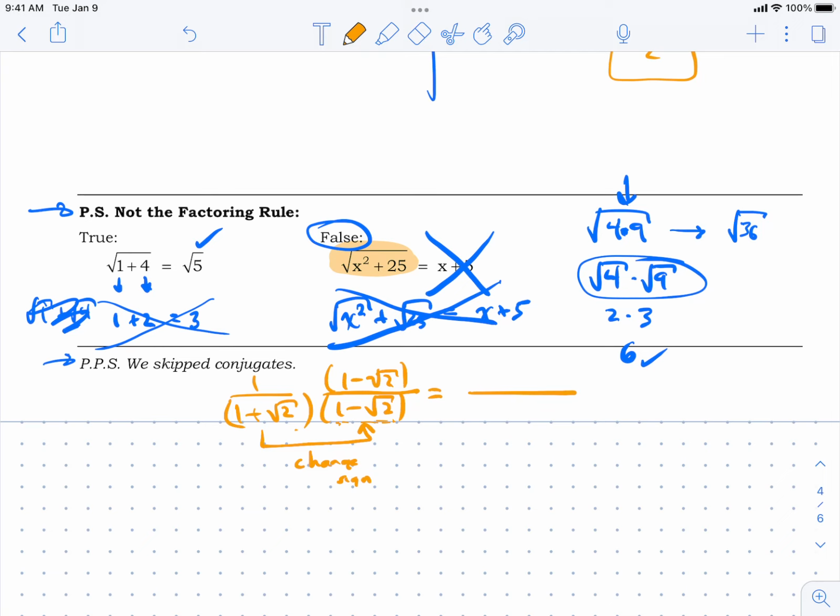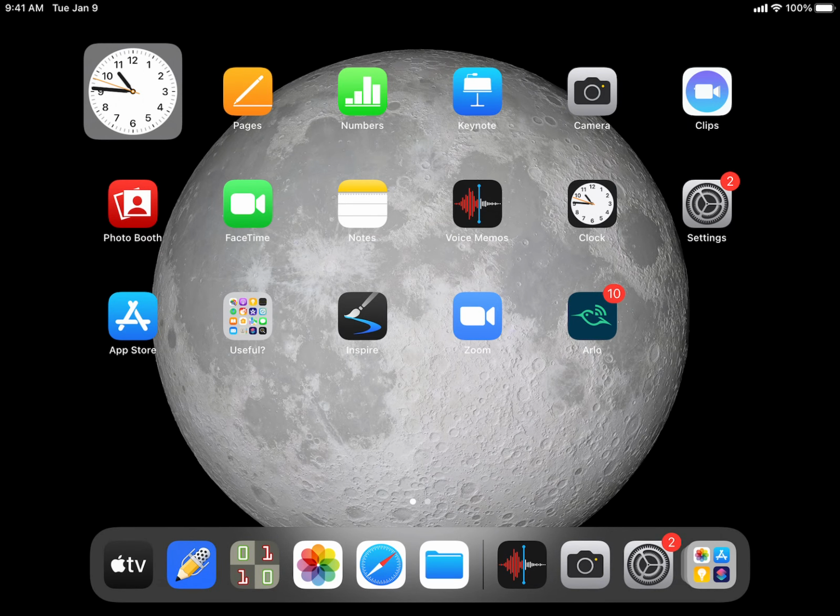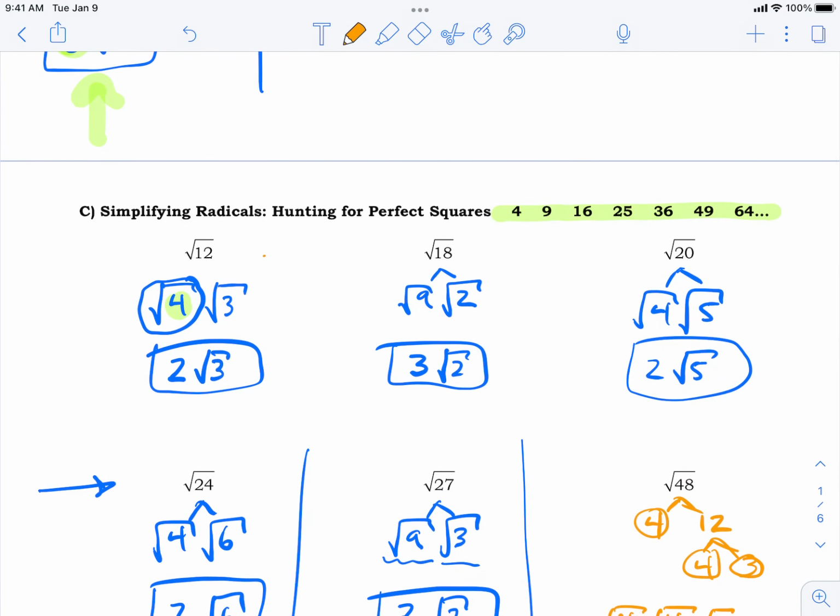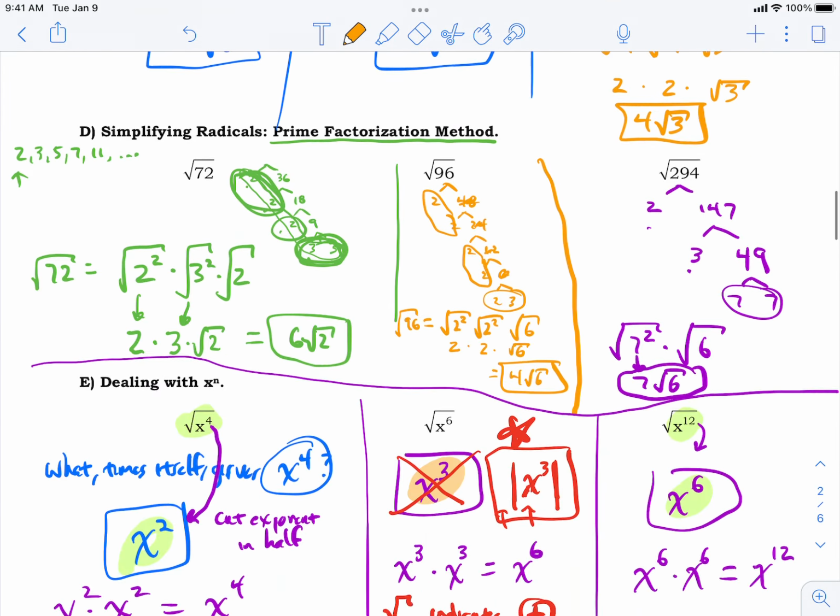because this lecture was long enough, wasn't it? Sure. But it was healthy. Now you can simplify your radicals, whether they have numbers or whether they have variables inside. You can rationalize your denominators.